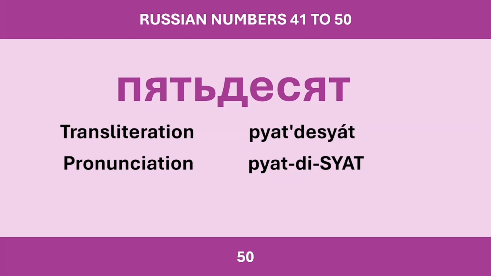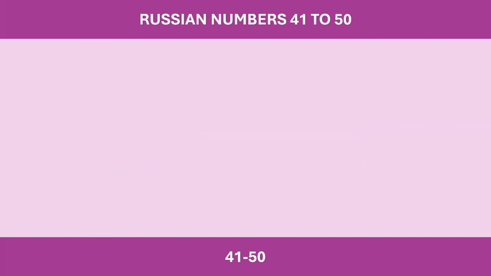50. Piddisiat. We just completed Russian numbers from 41 to 50. Wasn't it easy? So now let's revise it once again.